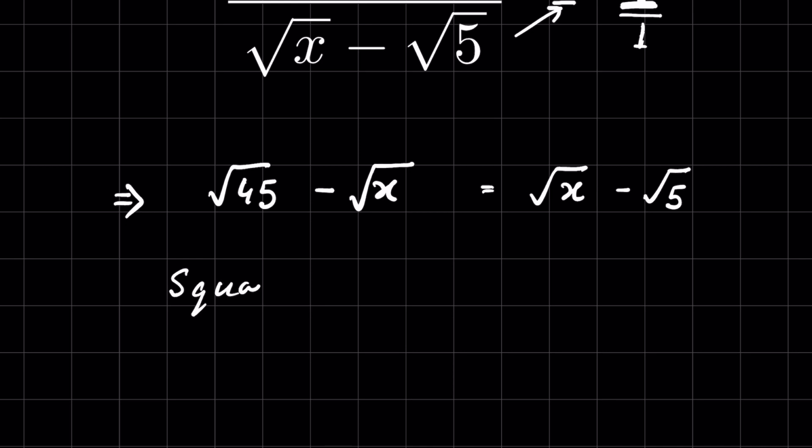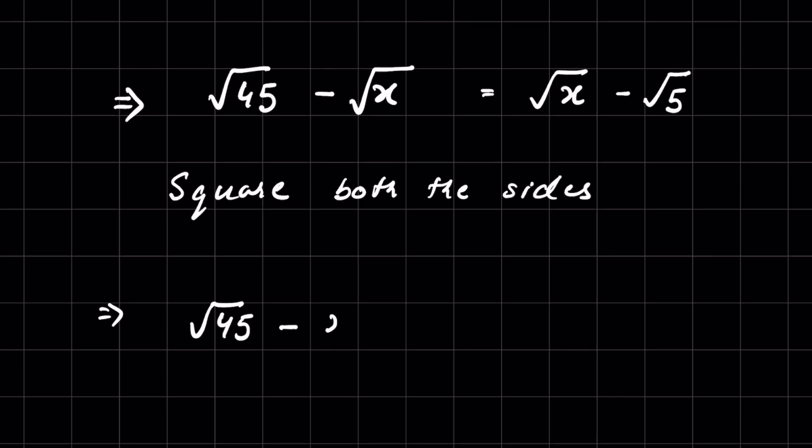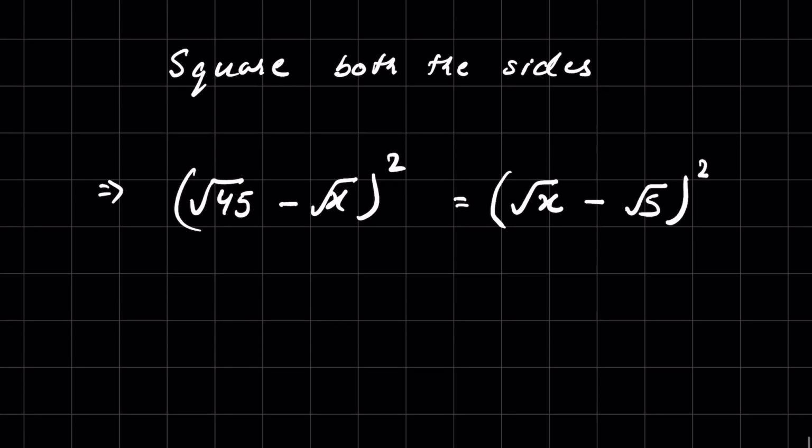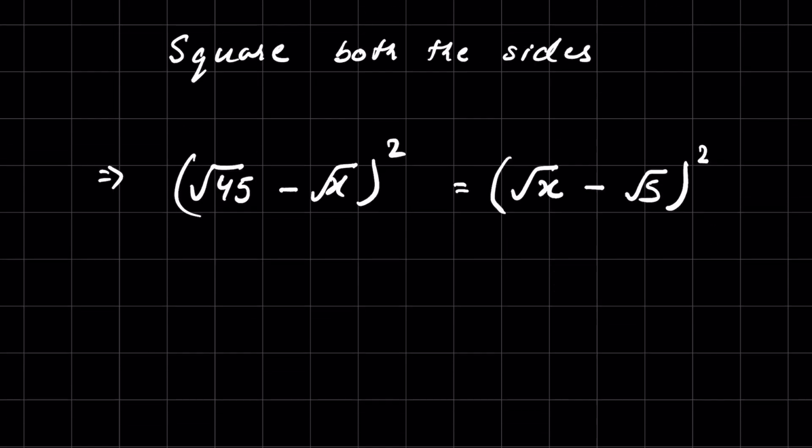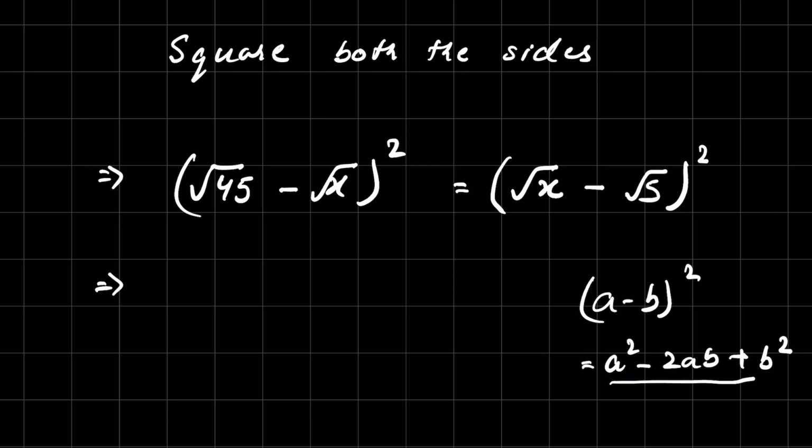Now, let's square both the sides. Then (√45 − √x)² is equal to (√x − √5)². Now, this is in the form of (a − b)², and (a − b)² is equal to a² − 2ab + b². So, let's expand it in the form of this algebraic expression.